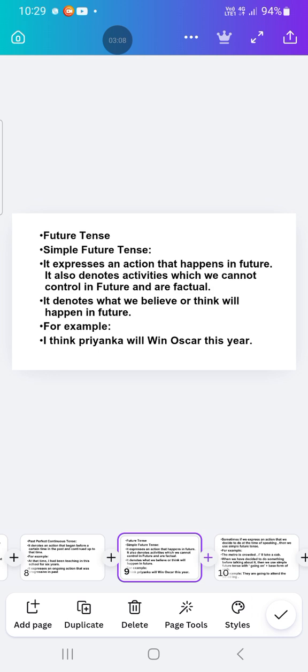Then next is future tense, simple future tense. It expresses an action that happens in future. It also denotes activities which we cannot control in future and are factual. It denotes what we believe or think will happen in future. For example, I think Priyanka will win Oscar this year.